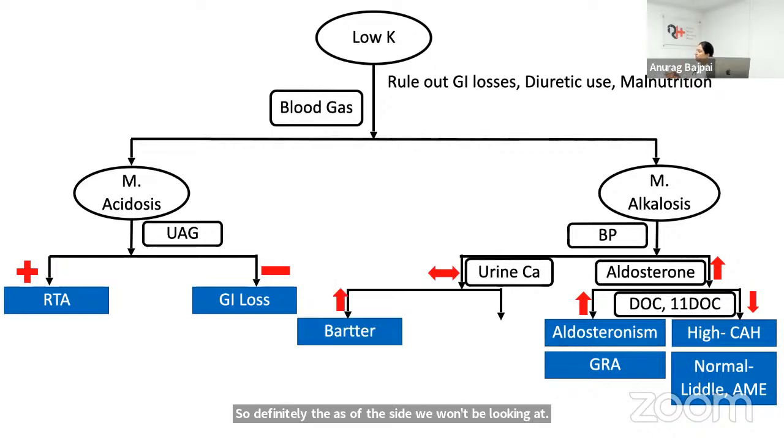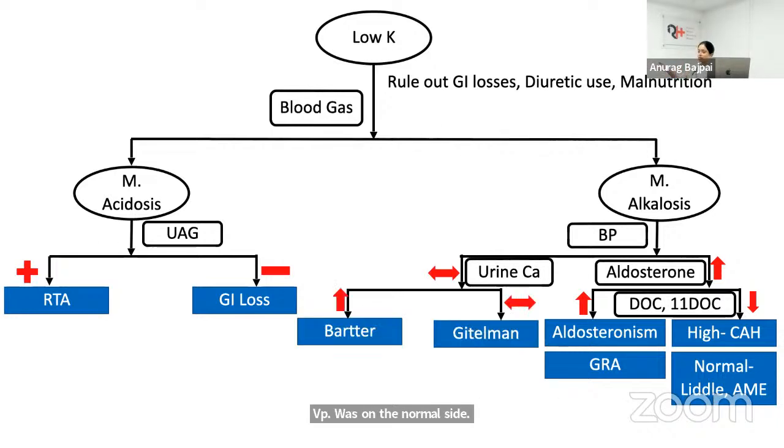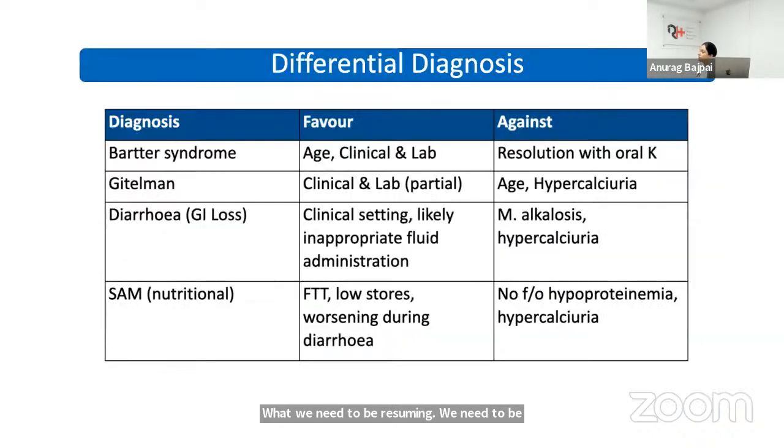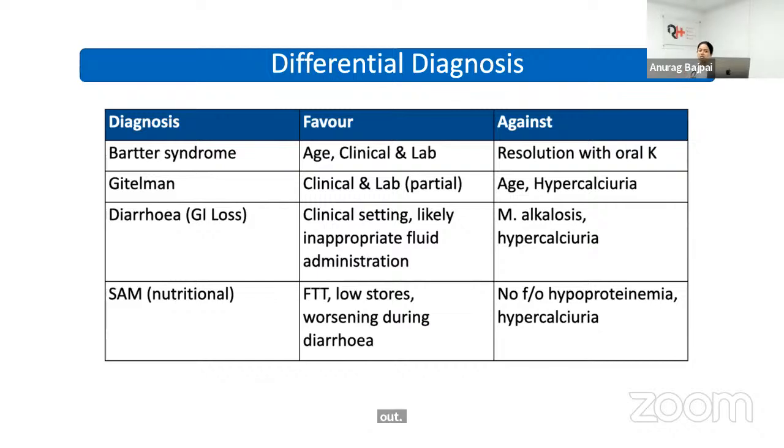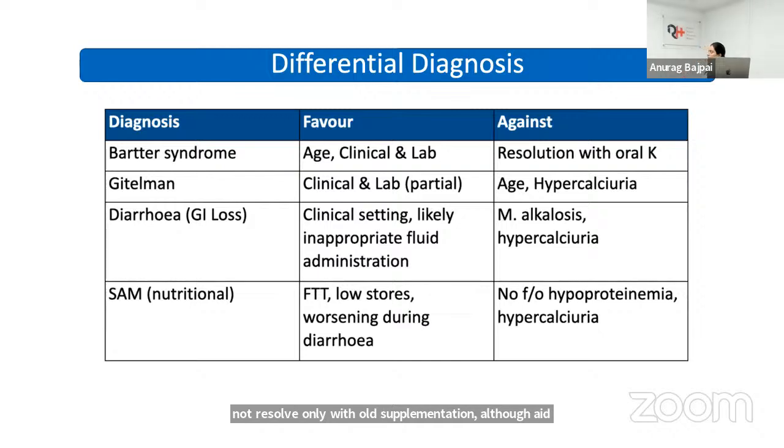So, looking at the urine calcium, what we might think here is a Bartter syndrome, but we need to be vigilant. We need to be wary of the first line, that is, rule out GI causes, diuretic use, and malnutrition here. So, if you look at Bartter, again, as Vibha ma'am has mentioned, the potassium will not resolve only with oral supplementation, although age and clinical parameters do point towards Bartter here. Gitelman is again unlikely, especially with the early age of onset and presence of hypercalciuria.